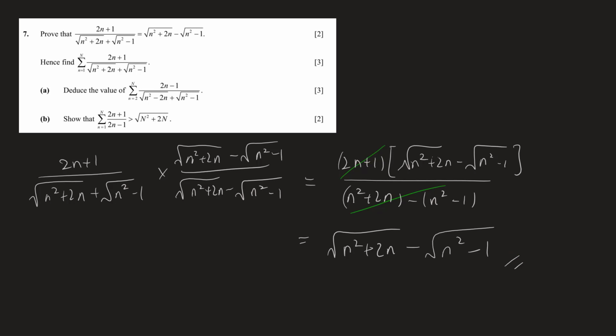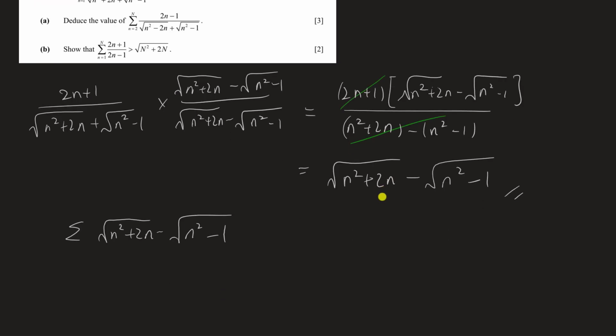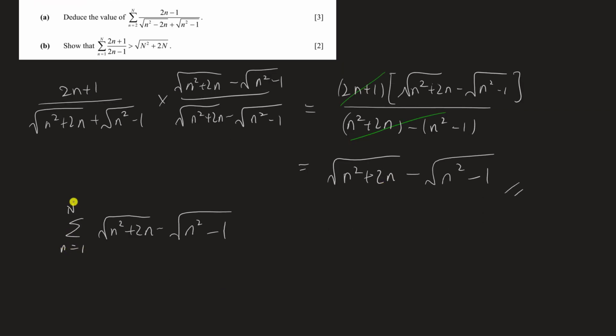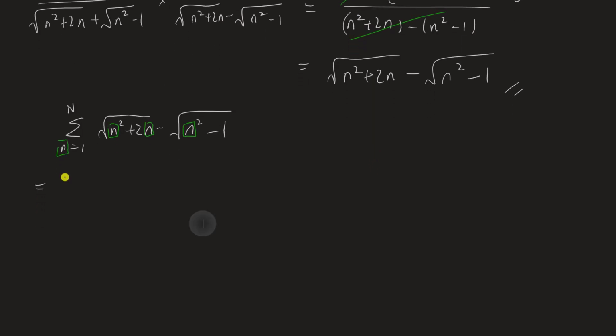Second one, hence find the summation of this. It's very obvious that we have to use method of difference here because we have already expressed this as a difference of two expressions. First step, we don't even want to copy this because I know this is just root n squared plus 2n minus root n squared minus 1, sum from n equals 1 to capital N. So here the moving part is n. These are the moving parts, 1, 2, and 3. So method of difference, all you need to do is list out all the terms. When n is 1, this would give us root 3 minus 0.